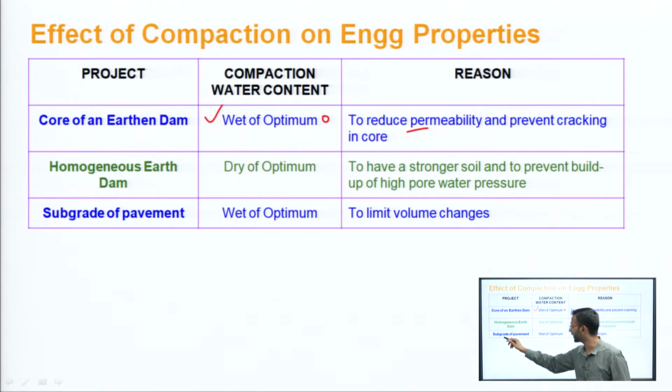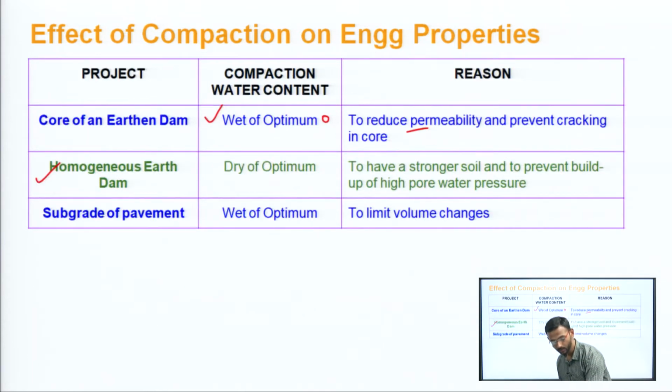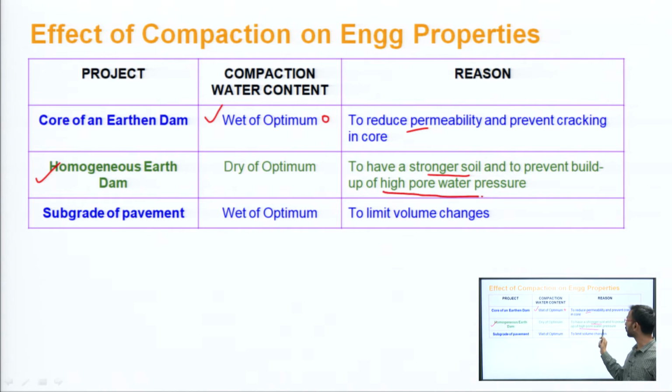Now, see this here, subgrade of pavement. What is there? It is wet of optimum. Why is it done on the wet of optimum? To limit the volume changes, because on the dry side it is not such the case. And if you talk about this homogeneous earthen dam, it is compacted on the dry of optimum, because the strength, see the strength here, it is slightly more on the dry side. So, to have a stronger soil and to prevent build-up of high pore water pressure.